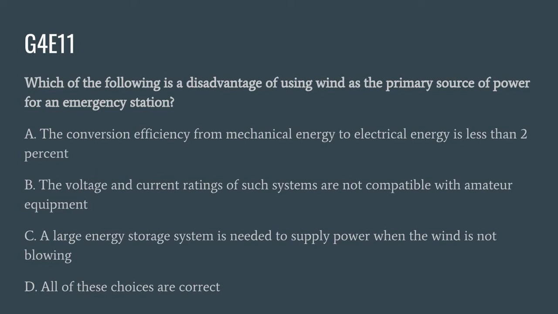G4E11, which of the following is a disadvantage of using wind as a primary source of power for an emergency station? A, the conversion efficiency from mechanical energy to electrical energy is less than 2%. B, the voltage and current ratings of such systems are not compatible with amateur equipment. C, a large energy storage system is needed to supply power when wind is not blowing. Or D, all of these choices are correct. And the correct answer is C, a large energy storage system is needed to supply power when the wind is not blowing.